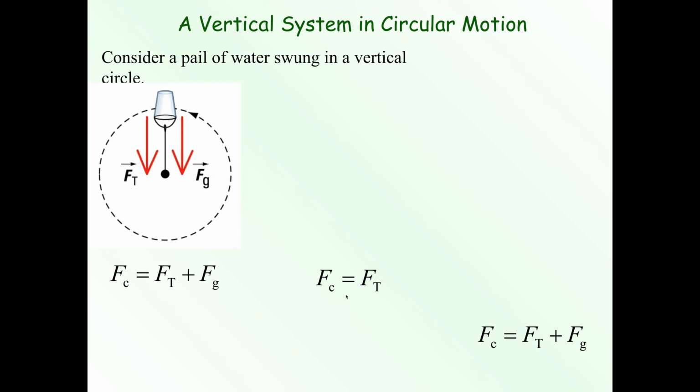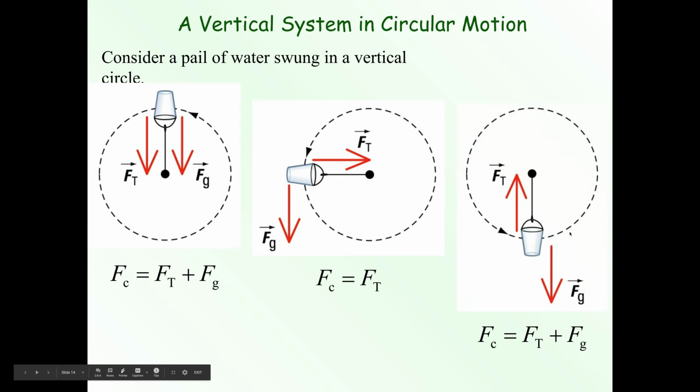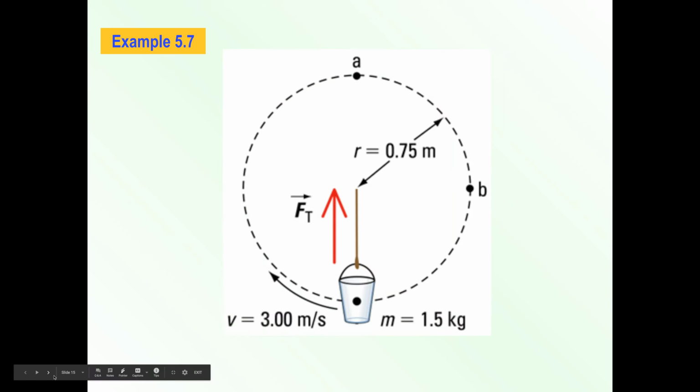As this moves around to the side, our centrifugal force would be equal to the force of tension. And then at the bottom here, our centrifugal force, again, is equal to our force of tension plus, in this case, our negative Fg. And another example is on page 264, and it explains kind of how to go through the process of these questions.